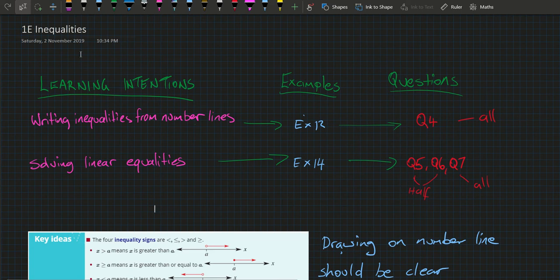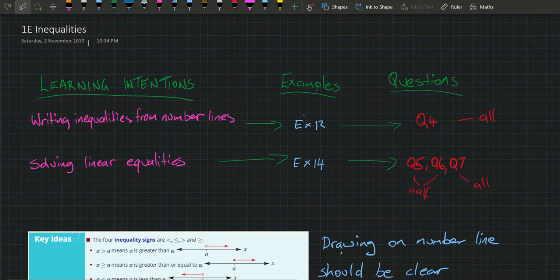Welcome back to exercise 1E. We'll learn all about inequalities now, and this is not a sob story regarding politics or anything like that. This is mathematical inequalities, so you can relax. Today I hope you will be very clear on how to write inequalities from number lines and be able to solve linear inequalities.